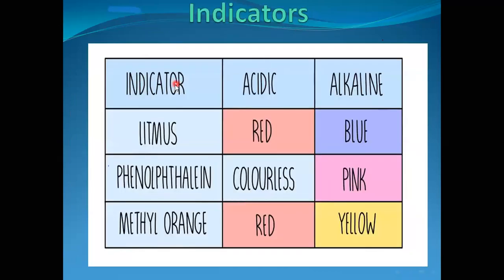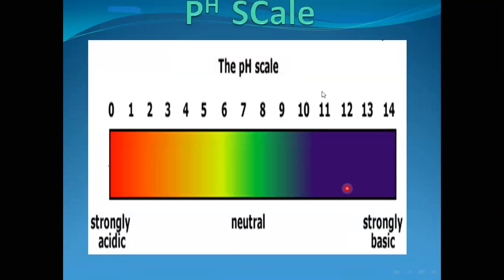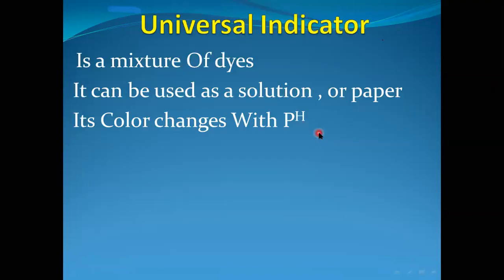Different colors of indicators: litmus is red with acidic solution and blue with alkaline; phenolphthalein is colorless and pink; methyl orange is red and yellow. The pH scale starts from 0 to 14: less than 7 is acid, more than 7 is basic solution, 7 is exactly neutral solution. The lower the pH, the more acidic the solution; the higher the pH, the more alkaline the solution.